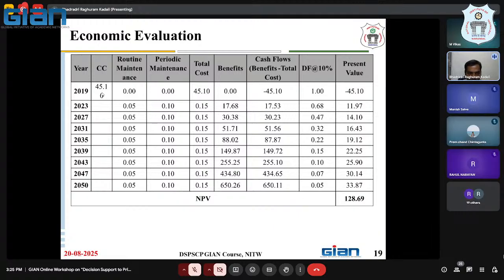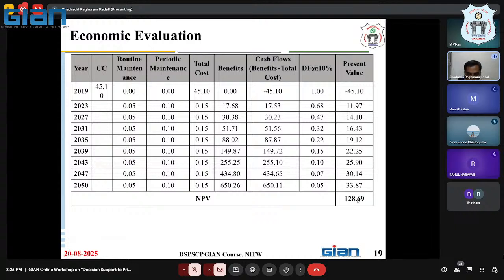So we have 45.1, that is the cost of construction. Then we have added the routine maintenance and periodic maintenance. Then we got the total cost. Then we know the total benefits, but initially we took the total benefits of the respective values of travel time, travel delay, like that. Then we also took the total benefits of all the components together. So we have done both ways. Then we got the NPV value. Of course we have done different methods: NPV, BCR, and IRR methods. Yes, 4 methods we have adopted.